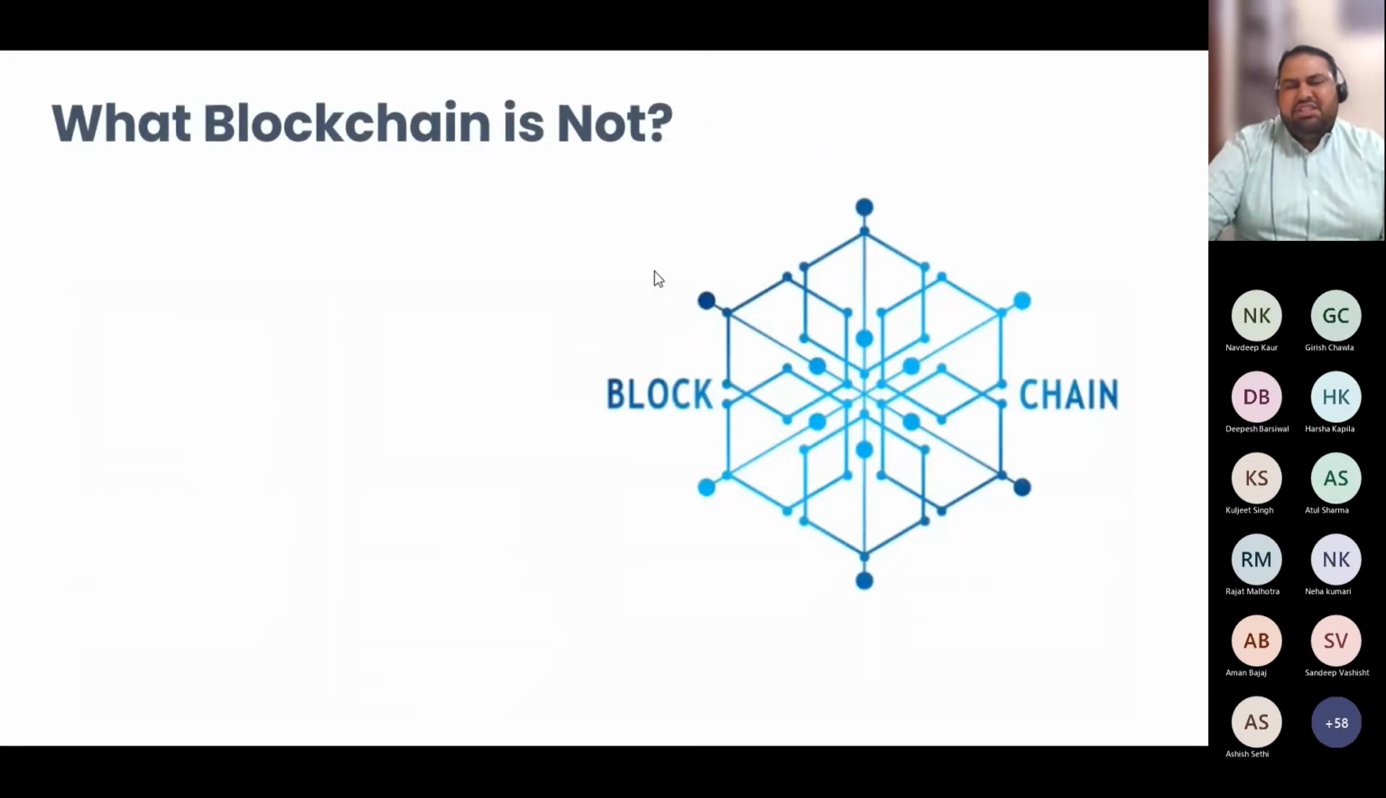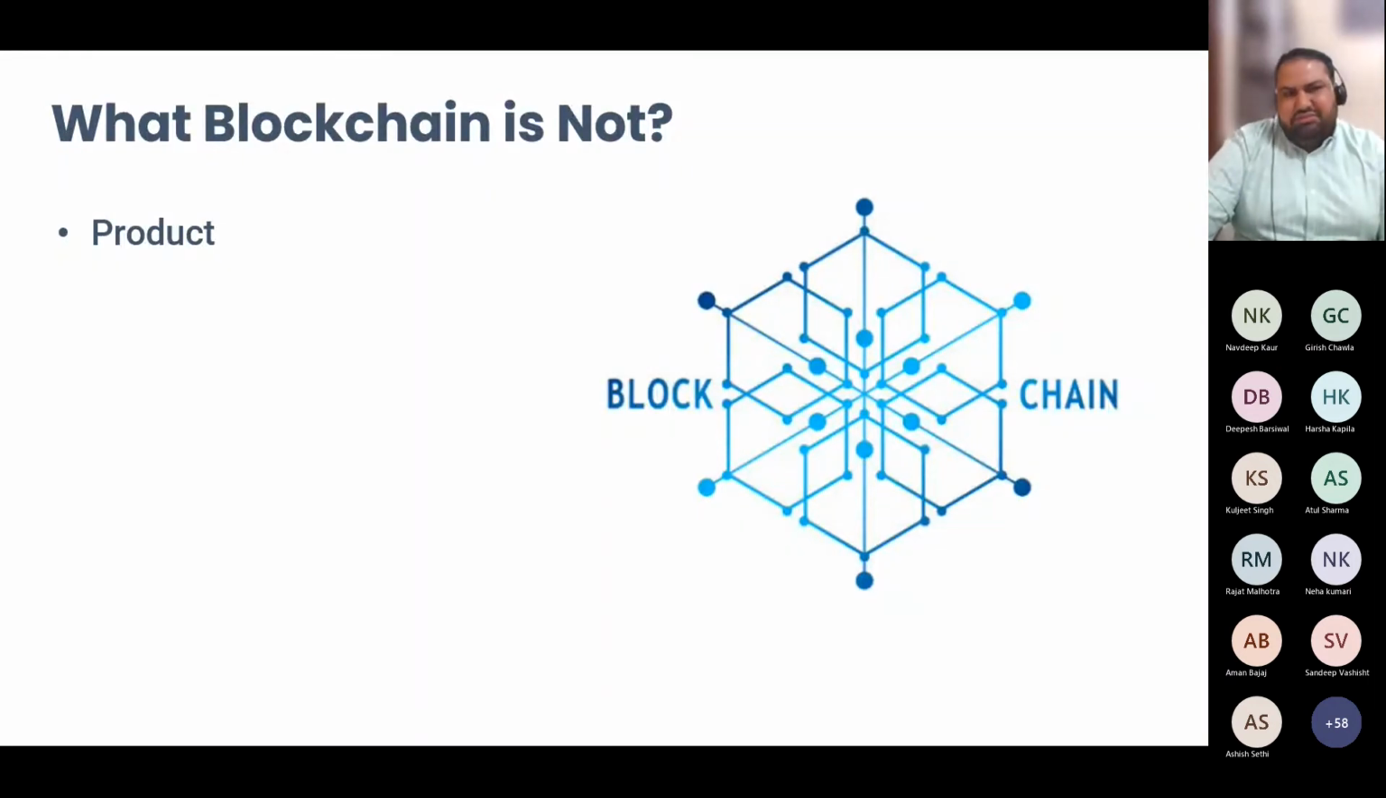The next slide is what blockchain is not. Many people have misconceptions that blockchain is a product, a kind of hardware, or Bitcoin, but all these misconceptions are wrong. So let's see what blockchain is not. First of all, blockchain is not a product. Blockchain is actually a network of nodes composed of a continuously growing series of blocks. The blocks growing in a series, or in a chain, make the blockchain. So blockchain is not a product.